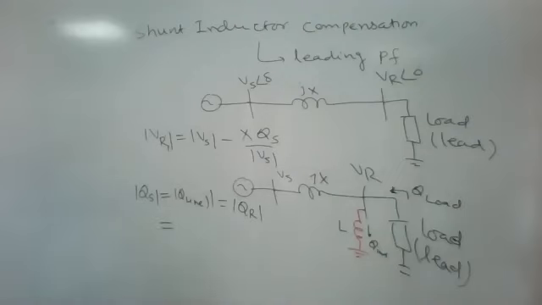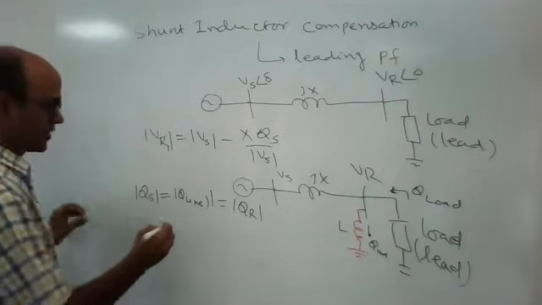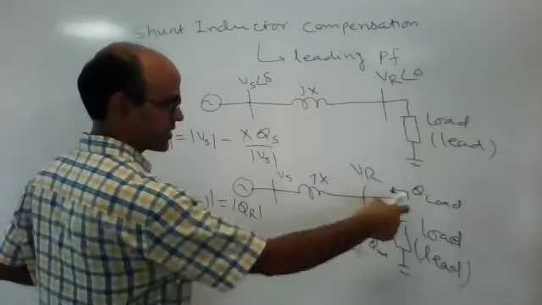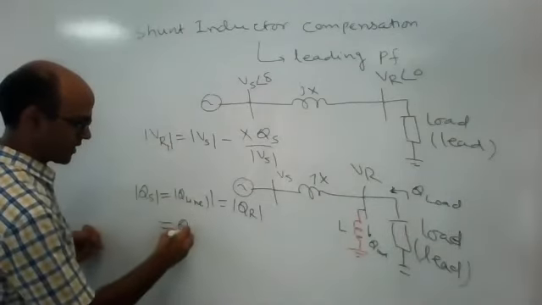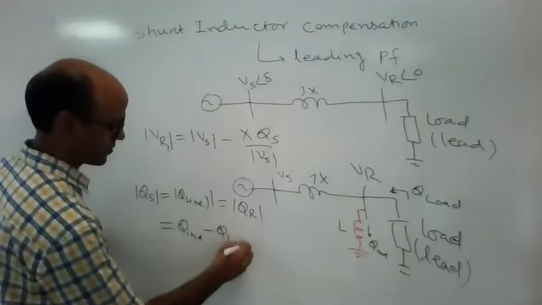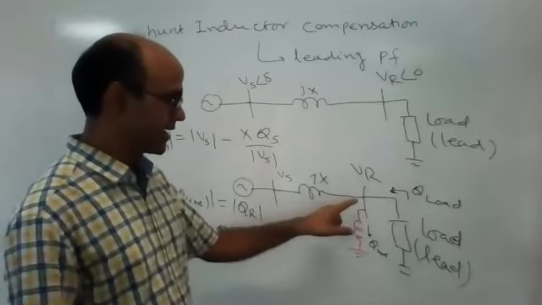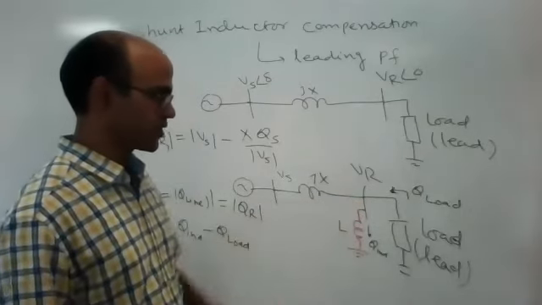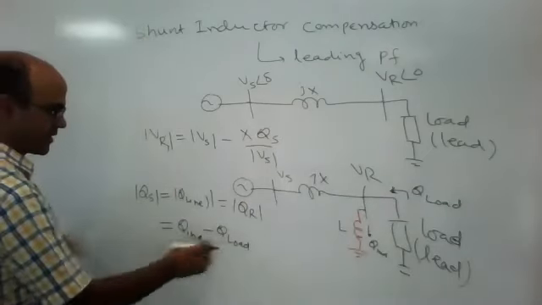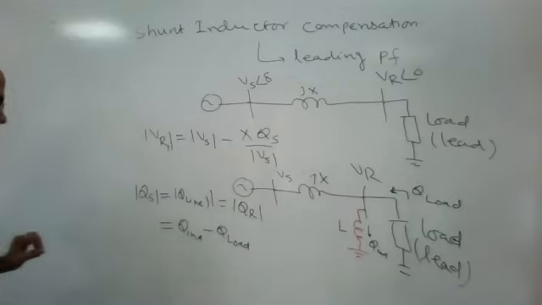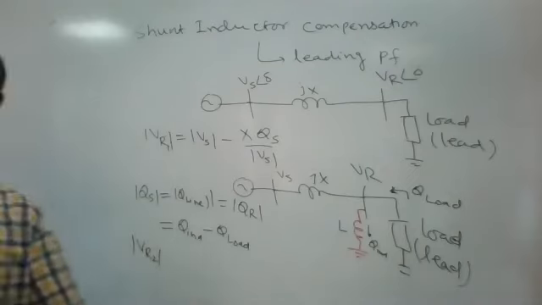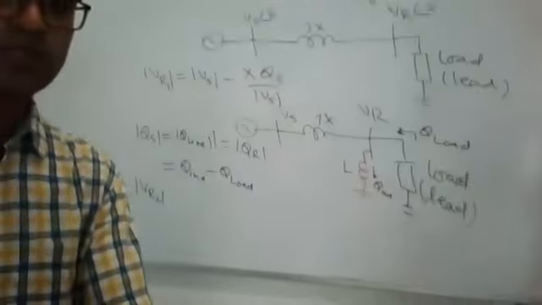So what is QR? QR is Q inductor minus Q load. Because the inductor is consuming and the load is delivering, the inductor is positive and the load is negative. Because it is incoming current at this node, it is outgoing. So incoming is negative, outgoing is positive. That's why this is positive, this is negative. Put here and find BR2.